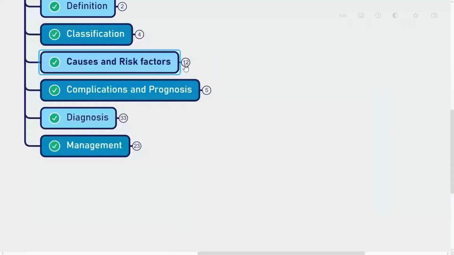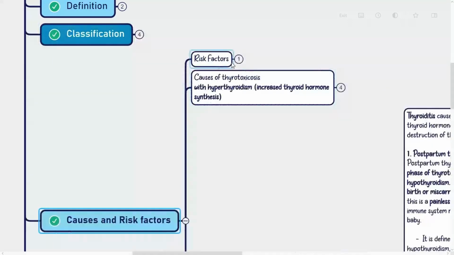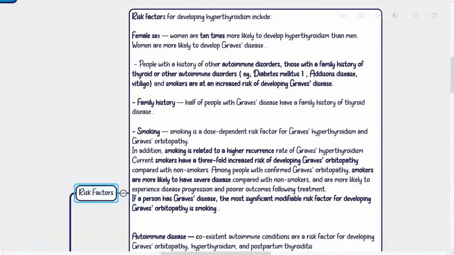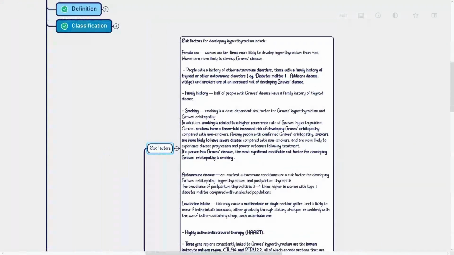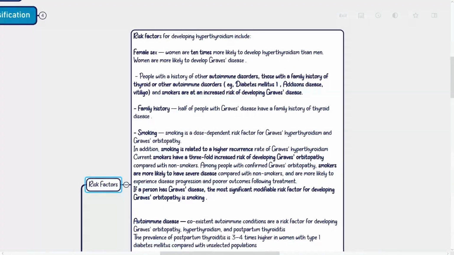Risk factors for developing hyperthyroidism include female gender. Women are 10 times more likely to develop hyperthyroidism than men. Women are more likely to develop Graves' disease. People with a history of other autoimmune disorders, those with a family history of thyroid or other autoimmune disorders, e.g., diabetes mellitus 1, Addison's disease, vitiligo, and smokers are at an increased risk of developing Graves' disease. Family history. Half of people with Graves' disease have a family history of thyroid disease.